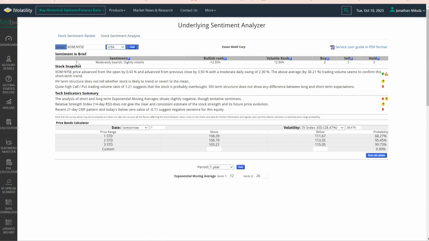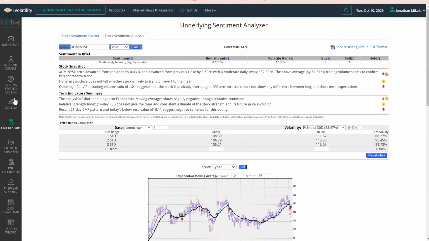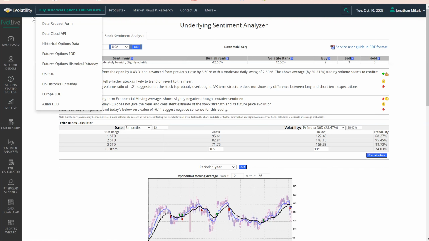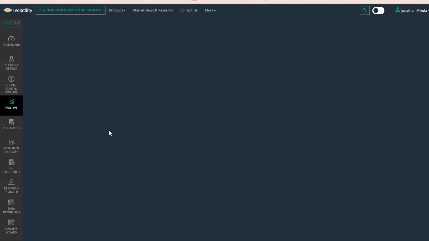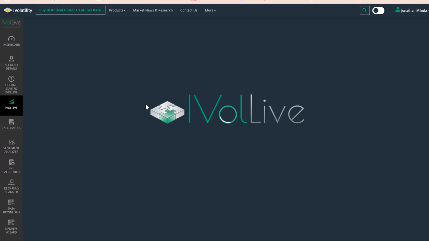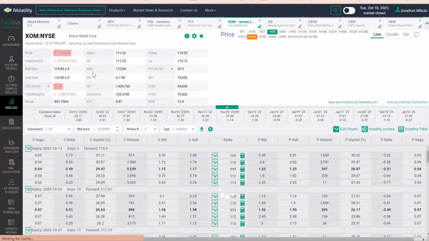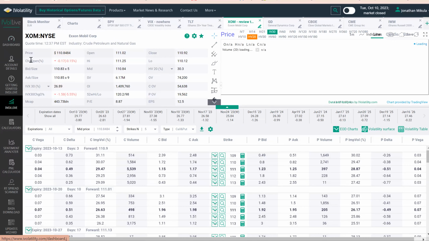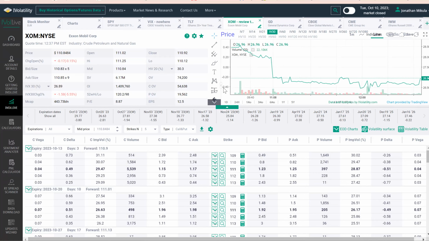But going back to Sentiment Analyzer, I think Exxon was a great example of doing a granular look at the stock, and then coming back to iVol Live, and within iVol Live designing maybe a trade around it. But what I also want to show is if you didn't have an idea. I think Exxon was low-hanging fruit because we had written about it in our editorial within our dashboard. And then it's been all over the news with what's happening in Israel.